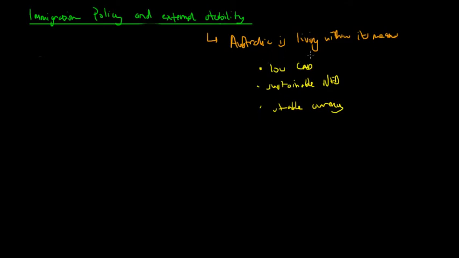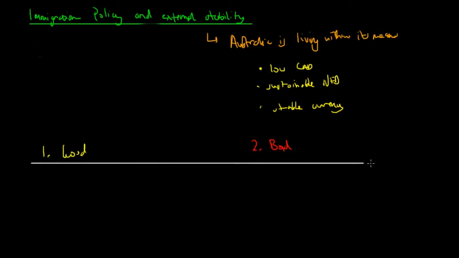So Australia, when it lives within its means and is able to pay off its financial obligations, that is characteristic of external stability. Okay, so in this video we're going to look at immigration policy and how it affects external stability in two ways. Firstly, the good way, or how it can improve our external stability, and then secondly, the bad way. Just going to split it up into a table, how it can be good and how it can be bad.